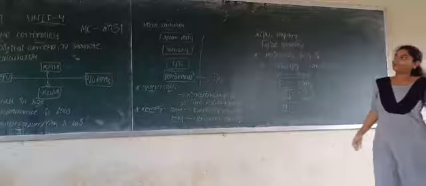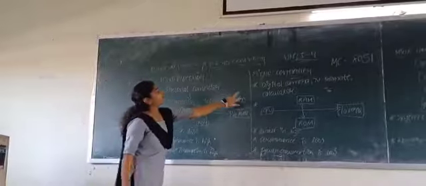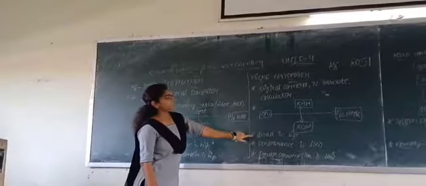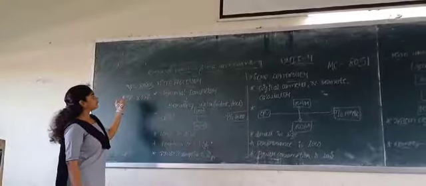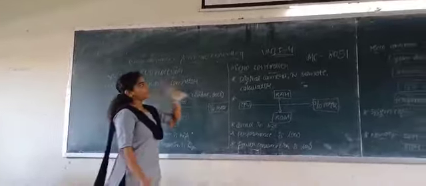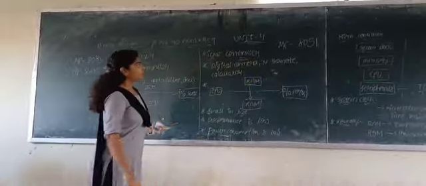So coming to the overall view, we have two types, microprocessor and microcontroller. Microprocessor is large in size, microcontroller is small in size. We have two types of microprocessor, 8085 and 8086. Microcontroller is 8051. So this is all about this.